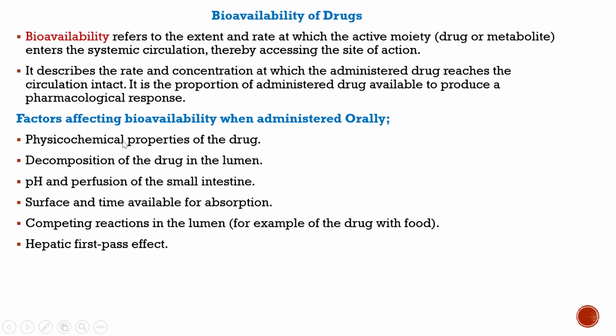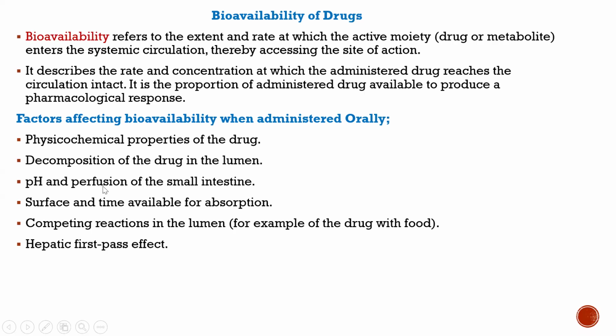Number one is the physical chemical properties of the drug. That's the makeup of the drug. What is the drug made up of? Or how is it made? We also have the composition of the drug in the lumen. That's how the drug is being metabolized in the stomach or in the GIT.